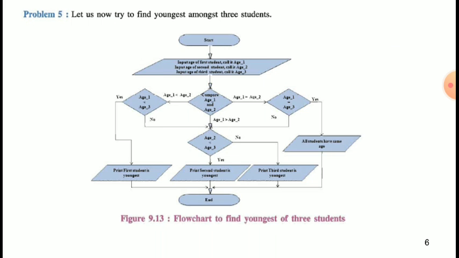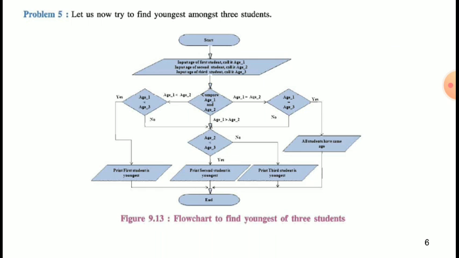Next, problem number 5. Let us now try to find the youngest among 3 students. So that is also a flowchart to find the youngest of 3 students. Solution: take the ages of the 3 students into the variables age 1, age 2, and age 3 respectively.